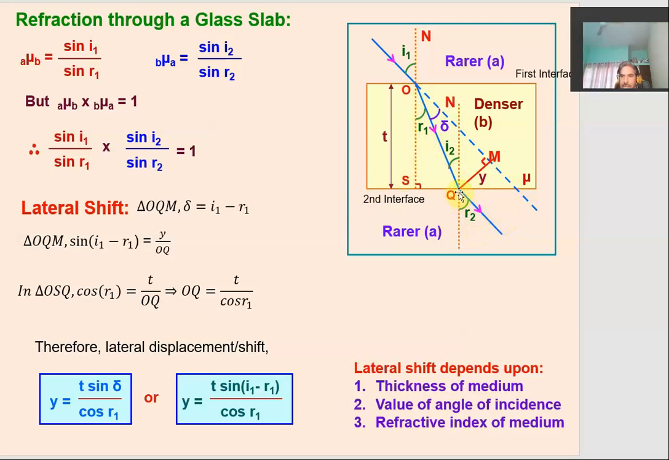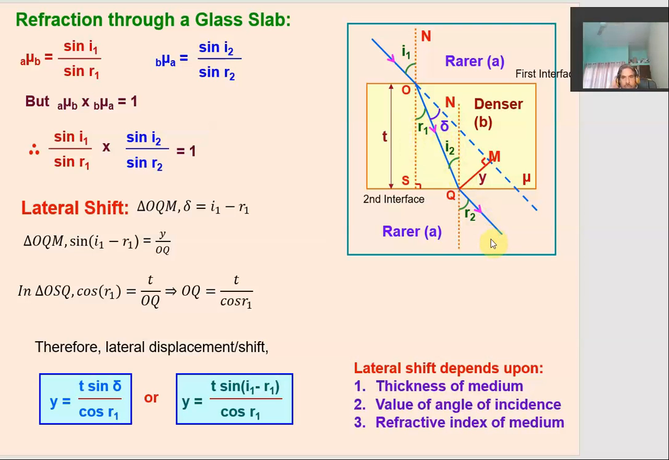At this interface, the angle of incidence we are taking to be I2. From the geometry of the diagram, we see that I2 is equal to R1, right? So they are equal. Okay, so this is what is happening here.